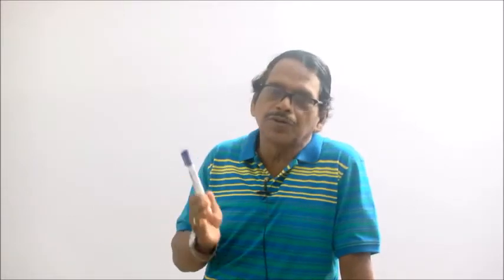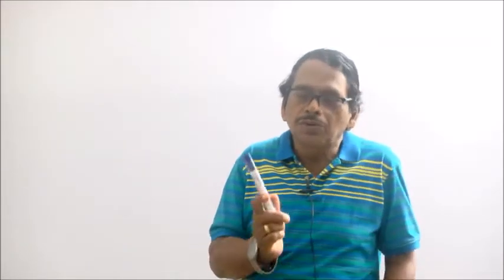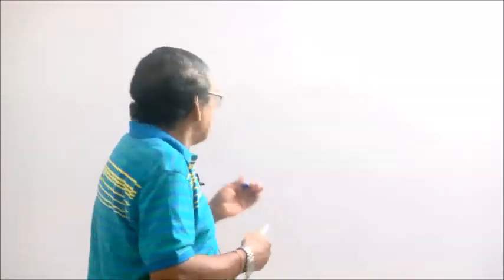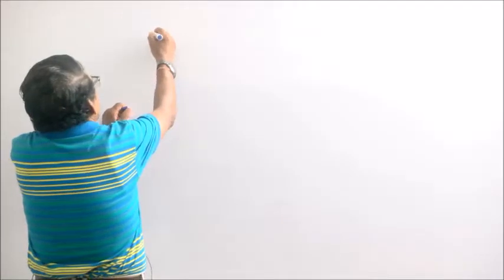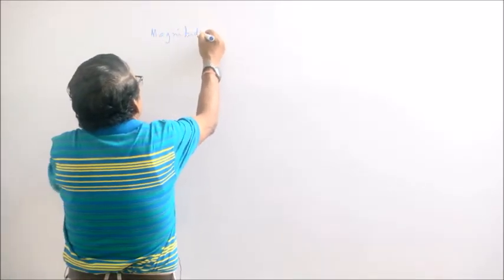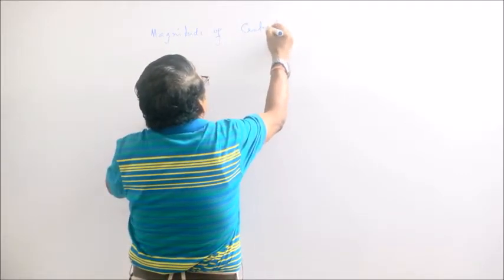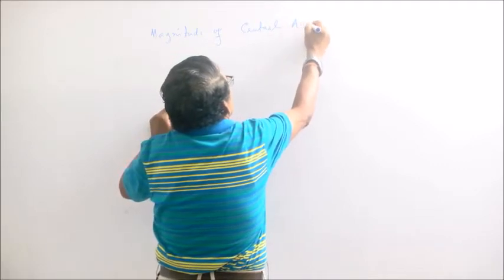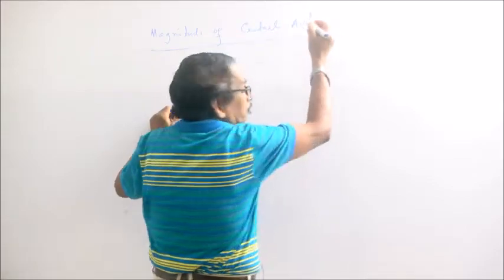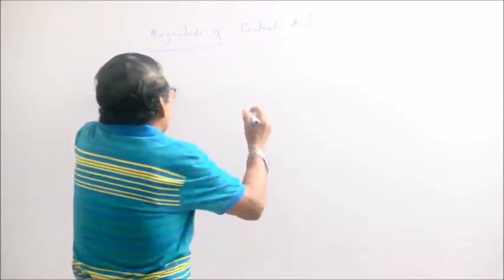After finding out the magnitude of central acceleration, we can find out the force acting on the body, the force which is called centripetal force. So, let us find out the magnitude of central acceleration. What is the value of central acceleration? Actually, the change of velocity per second, that we will find out.